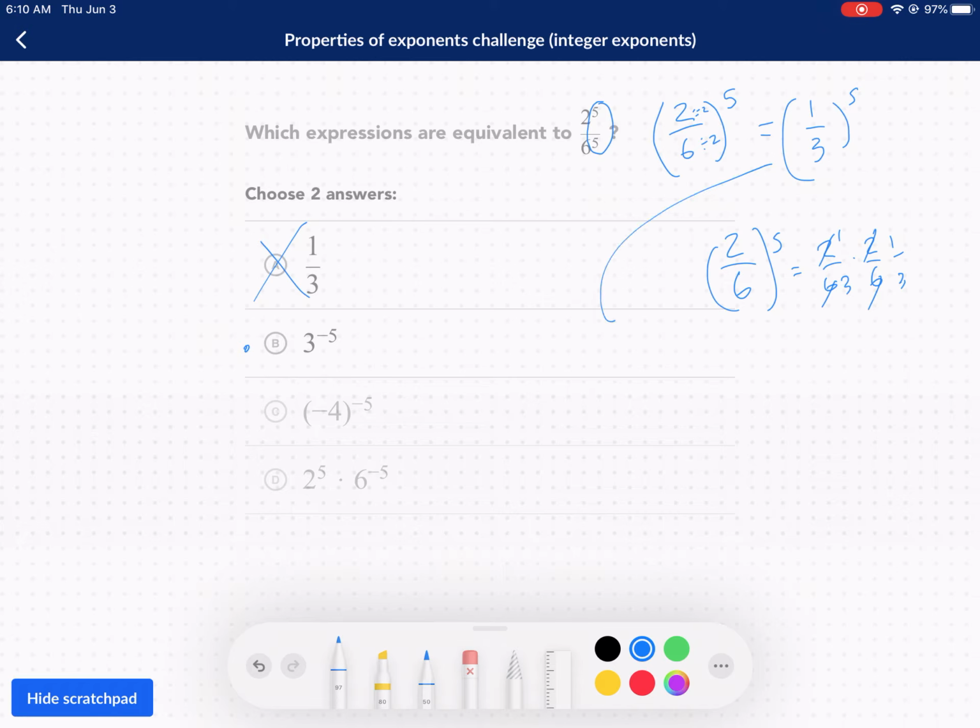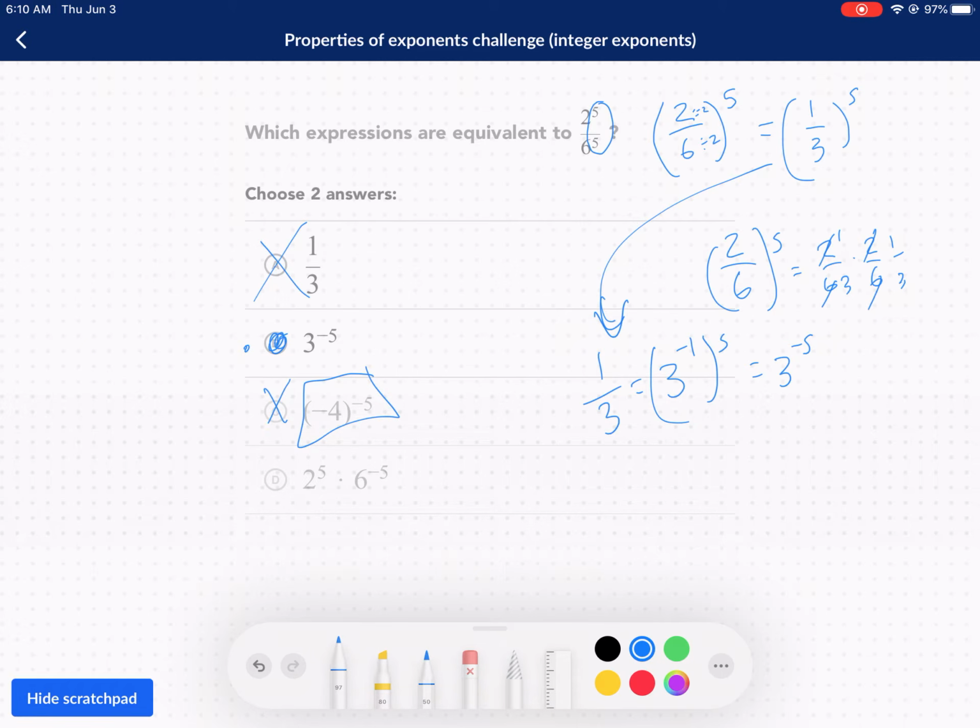And why could it be B? Because we can rewrite 1/3 as 3 to the negative 1st power. And then if we're raising that to the 5th power, that becomes 3 to the negative 5th. B is going to be our answer. Okay, this one's not even close. It's a different base and everything. I don't think... No, that cannot be the right answer.